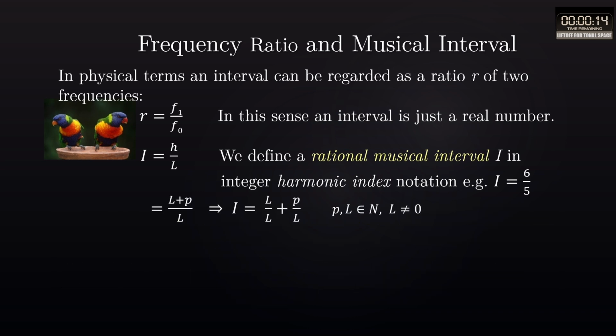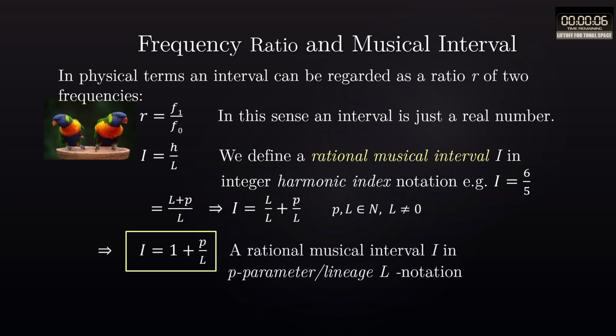With a few mathematical transformations, we create an expression that represents all rational musical intervals in p-parameter lineage notation, the basis for the idea of tonal space. Watch what we can make out of it.